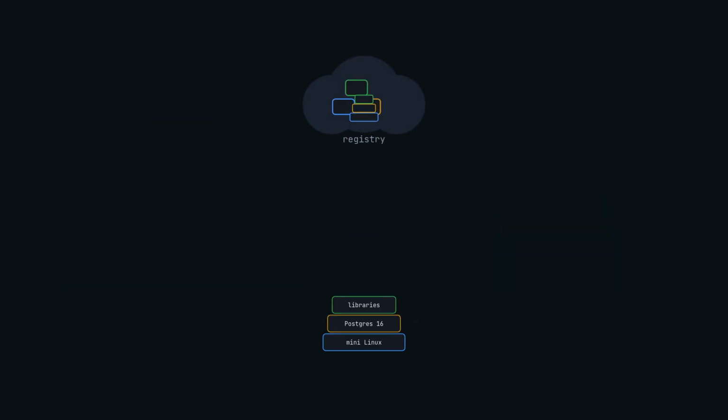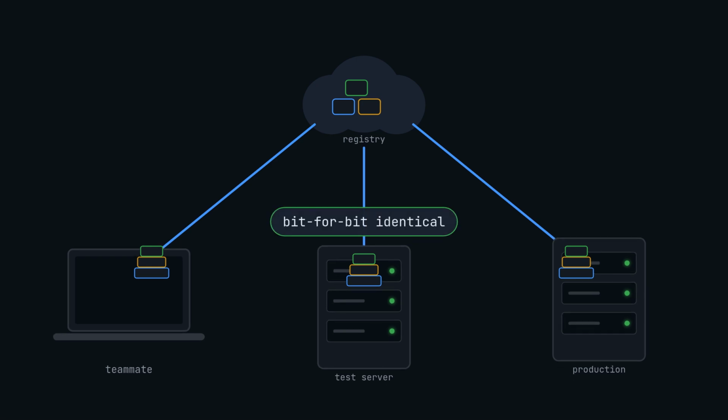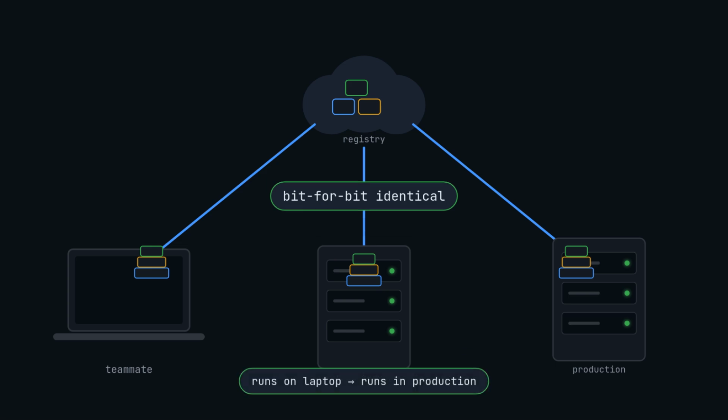You push the image to a registry, a warehouse for images like GitHub for code. Then your teammate, the test server and production all pull the same image and run it, bit for bit identical. Not similar setup, the same frozen snapshot everywhere. If it runs on your laptop, it runs in production. That's the entire reason Docker took over.